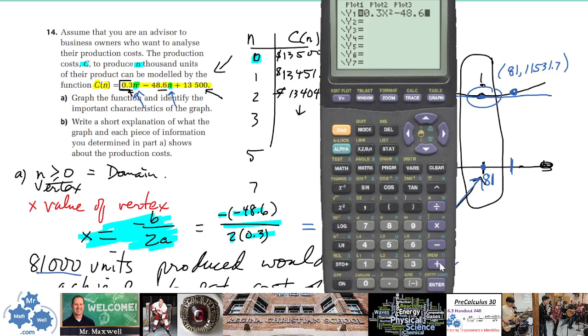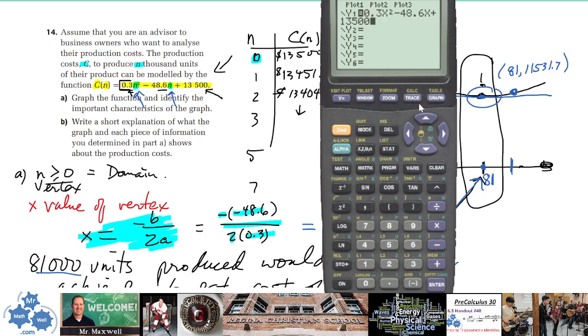48.6 plus, over here, the operations. Oh, sorry, yeah, I missed the x. Thank you. x plus, or n there. Yeah, thank you, plus 13,500. Okay, double check.